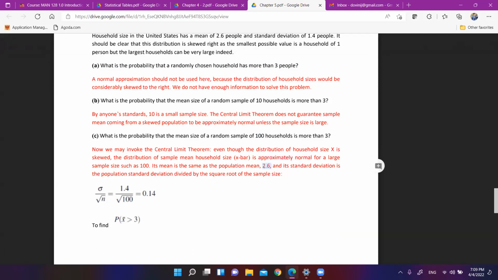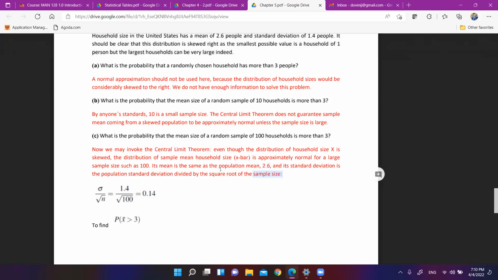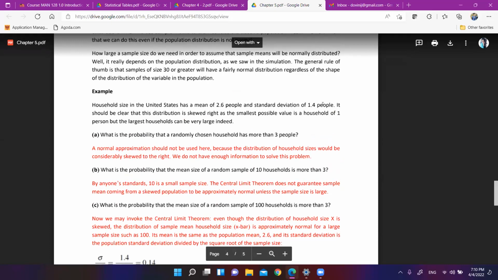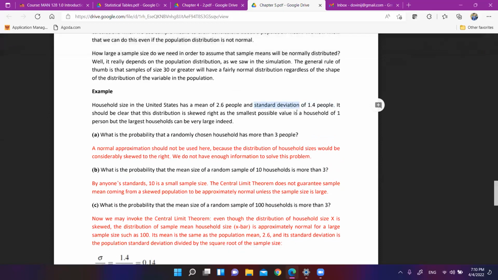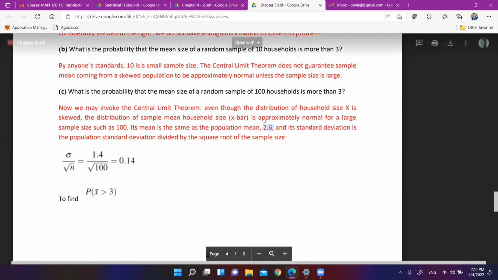X bar distribution is like a normal with mean mu and variance sigma squared over n, right? And its standard deviation is the population standard deviation divided by the square root of n. Variance is sigma squared over n. Standard deviation is sigma over root n. Okay, sigma කියන්නේ 1.5. Standard deviation divided by square root of 100. So this is the mean and this is the standard deviation.